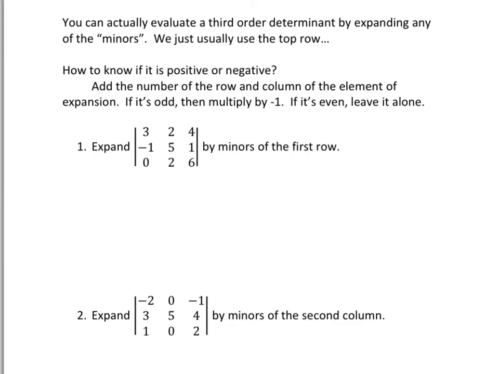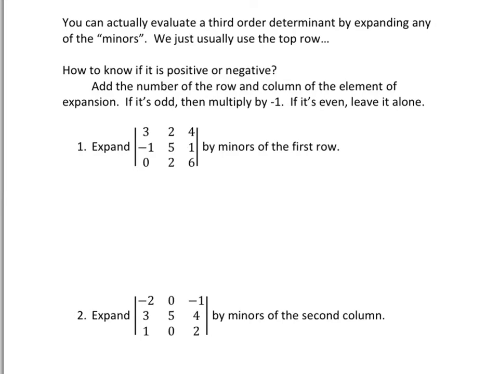So think about it. If we do the top row here, that element's in the first row, first column. You add those two up, it's 2, you leave it alone. This one, first row, second column. You add it up, it's 3, multiply by -1, hence the negative. This one, first row, third column, add them up, it's even, you leave it alone. That's how it works, right? Now the general case for how you do this.